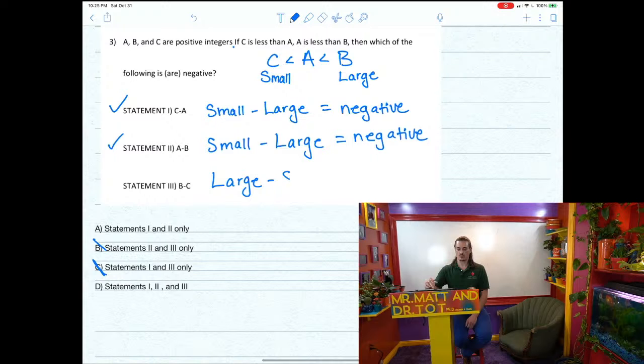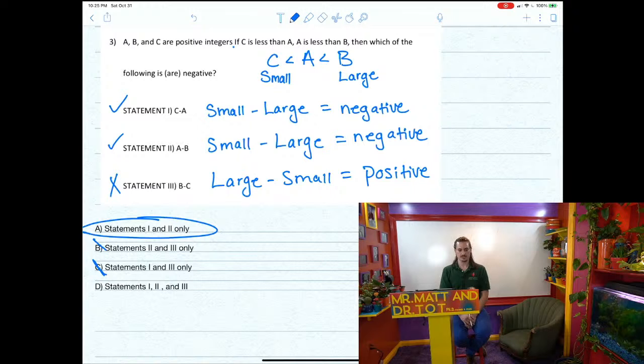Otherwise, let's look at question number 4. Question number 4 asks, A, B, and C. Excuse me, I'll give you a few seconds to make sure you have all the work done.